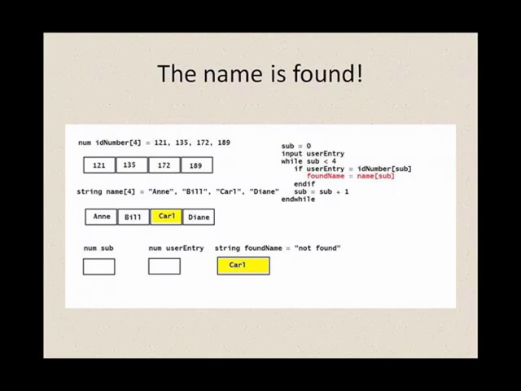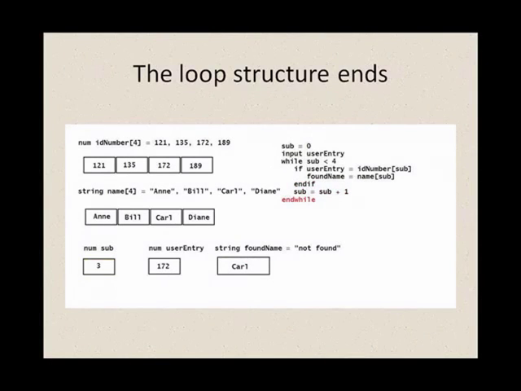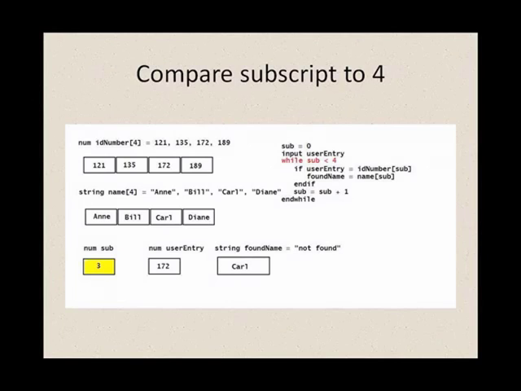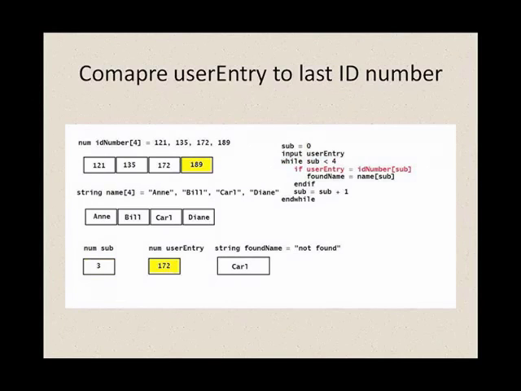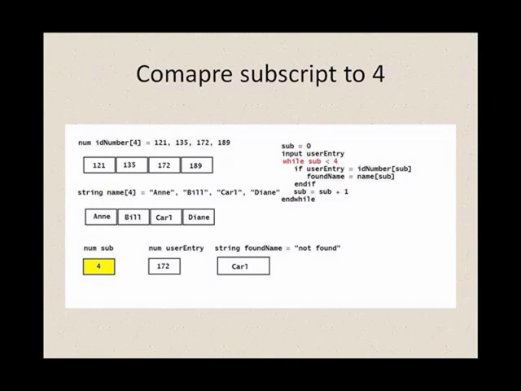The arrays are parallel because the ID number at position 2 in one array corresponds to the name in position 2 in the other array. Then you end the if statement, add 1 to the subscript, reach the bottom of the loop, compare the subscript to 4, it is still less, so you compare 189 and 172. They're not equal, so the if statement ends, you increase the subscript, it's the end of the while loop. Now, when you compare sub to 4, it's not less than 4, so the loop is over.